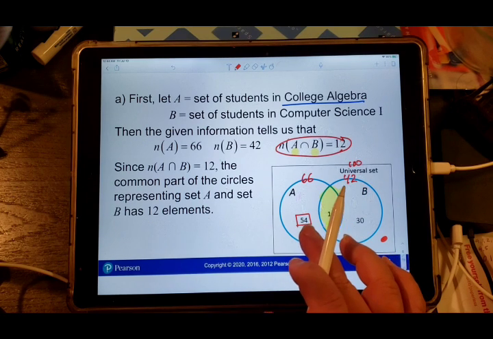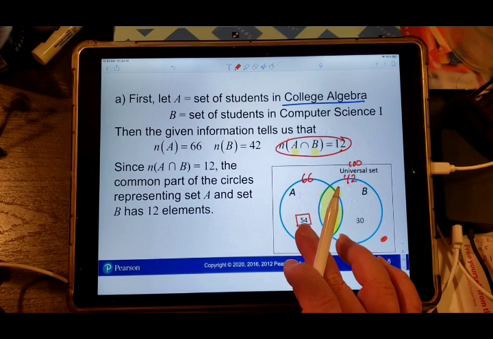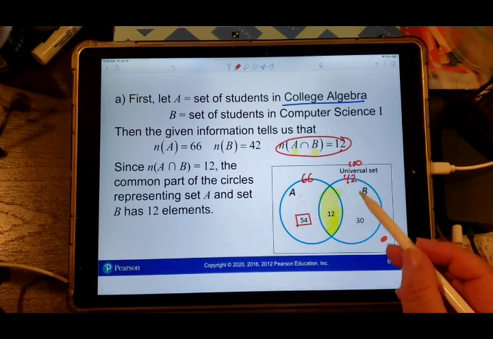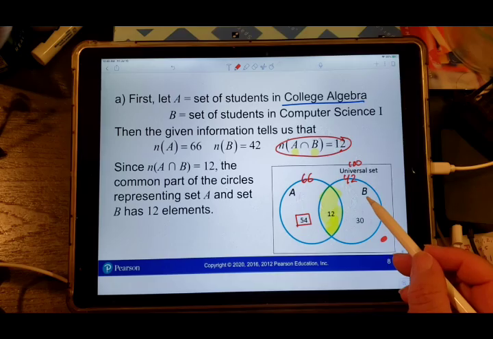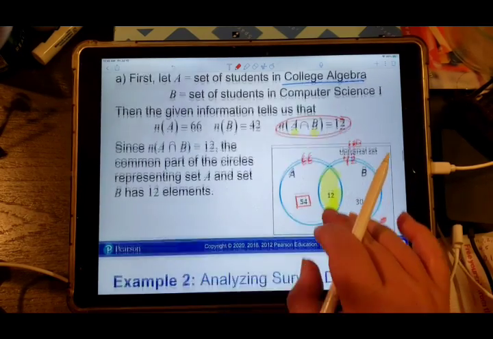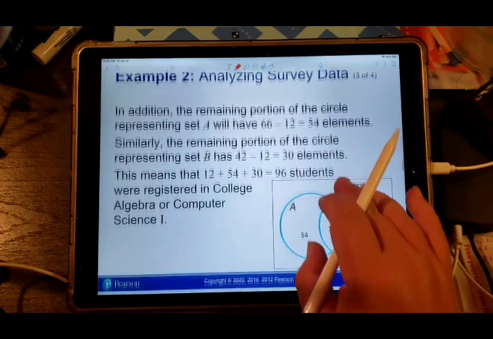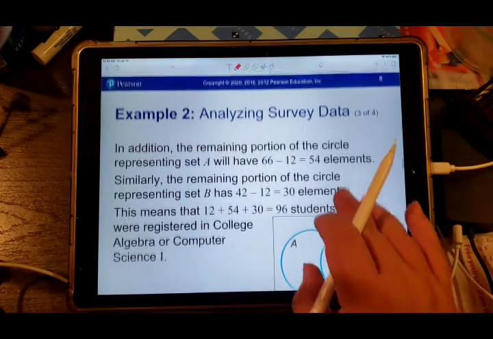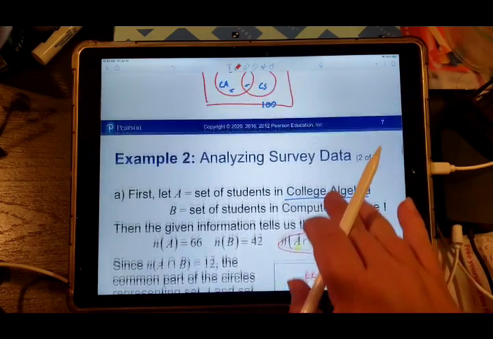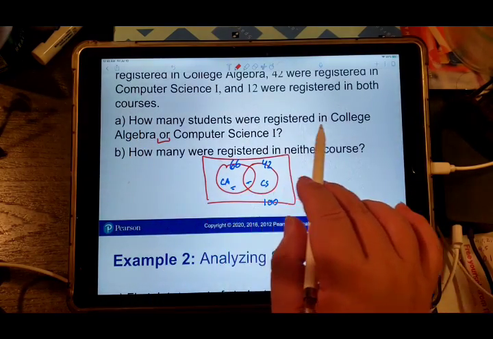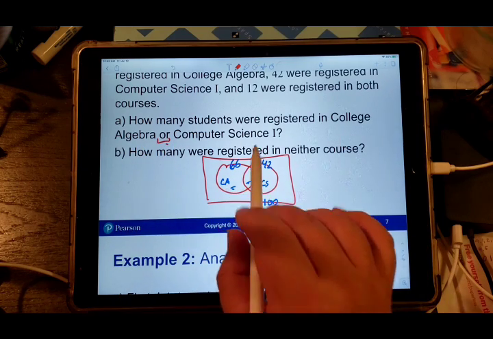12 are taking both classes, but 54 are taking just college algebra. And 30 are taking just computer programming, computer science. So we could answer those questions. But their question was, how many were registered in college algebra or computer science?